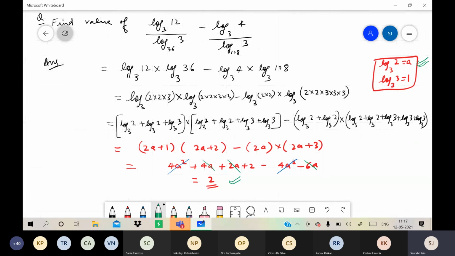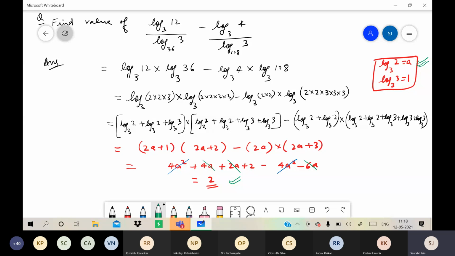So I hope this is clear. Anyone having any doubt? Yes, sir. Can you please explain the previous sum?